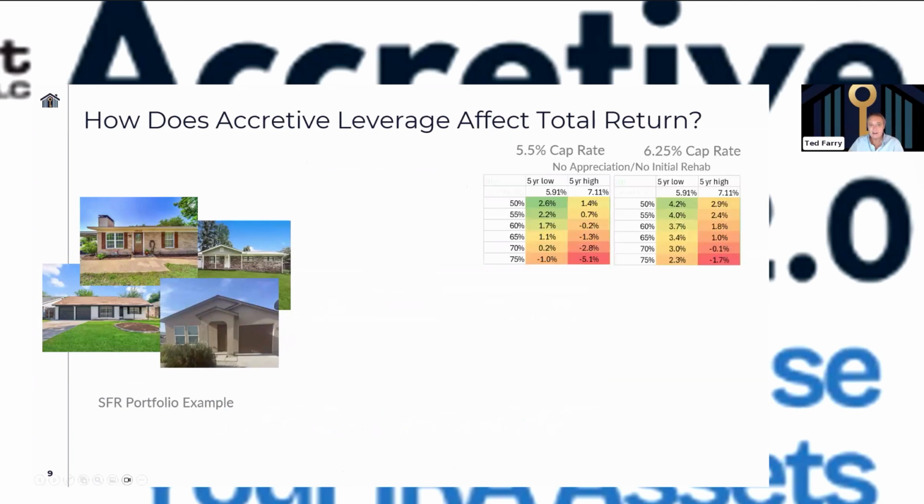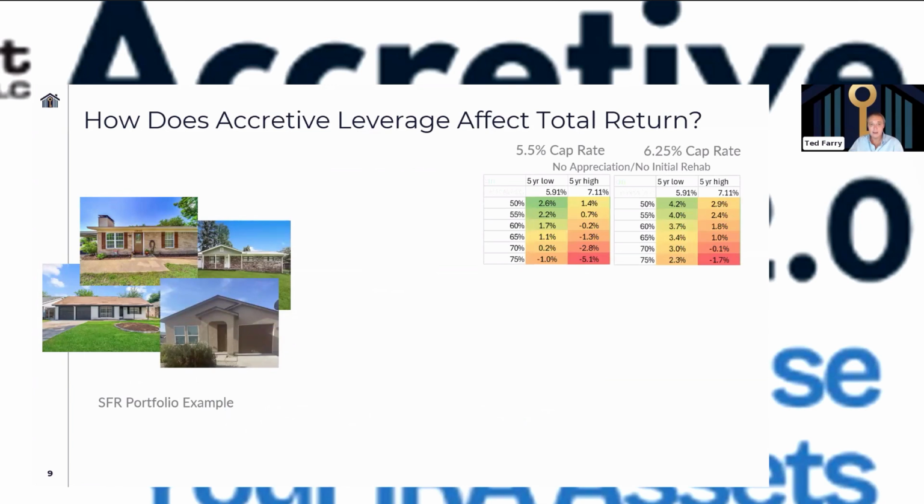How does accretive leverage affect total return? Let's use an example SFR portfolio to walk through. In this scenario, we consider an investment in a market without any appreciation where the execution didn't result in any embedded equity from initial rehab.